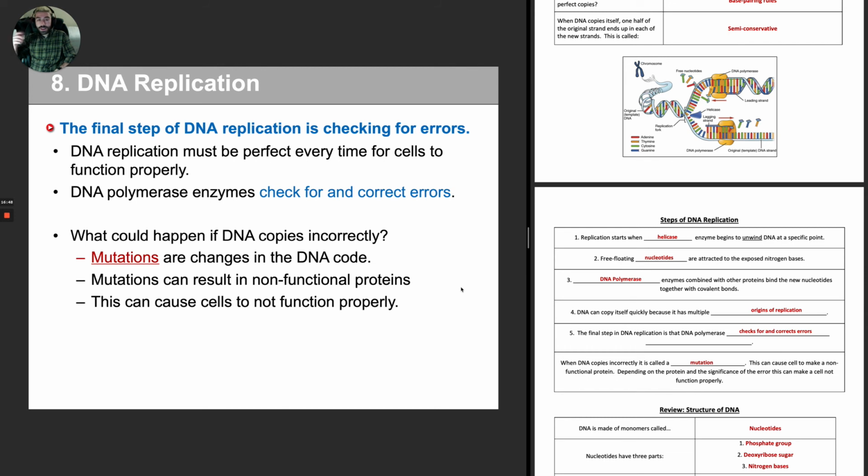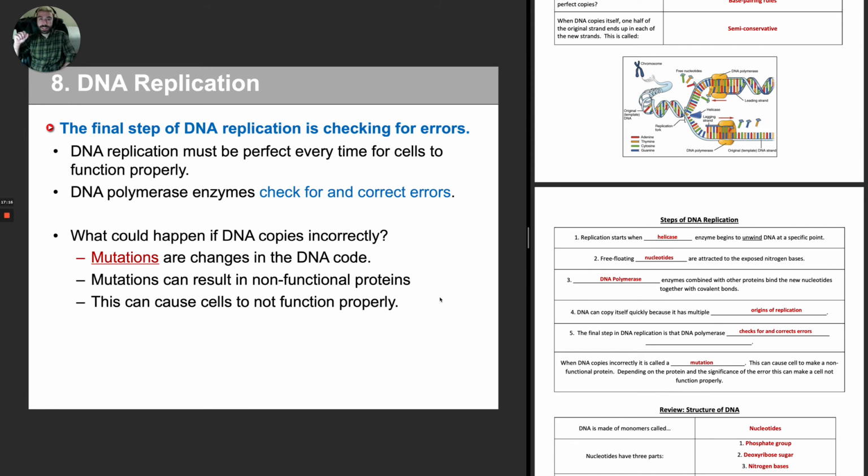And so the final thing that happens is checking for errors. And I apologize that this isn't in red, but DNA has to be replicated perfectly or things are going to go wrong in the body or in the cell. So proteins could be misfolded or made incorrectly or not made at all. And so DNA polymerase, in addition to linking things together, can also check for and then correct errors. And that's what I'd like you to have here for number 5.